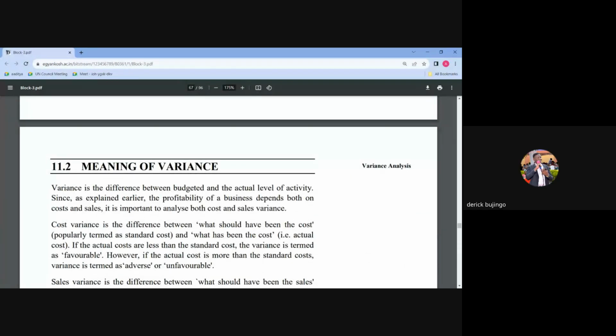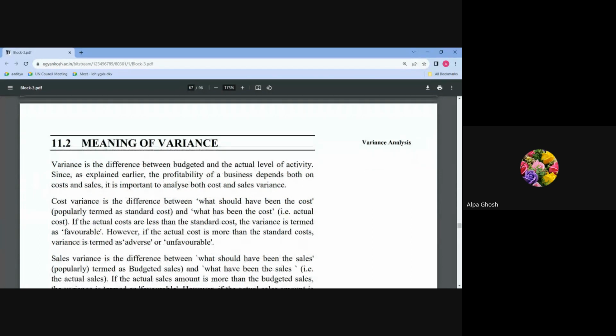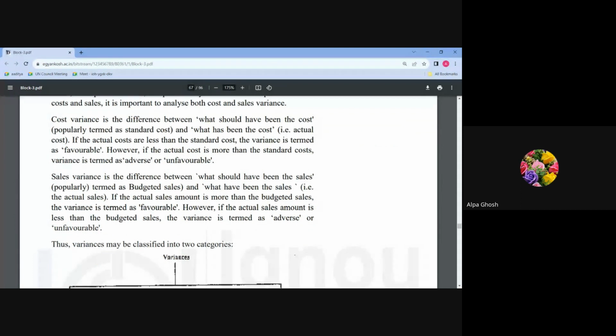Read the first one. Variance is the difference between the budgeted and the actual level of activity. If it is cost variance, then it should be the standard cost compared with the actual cost, what we expected. If it is a sales variance, the difference is what should have been the sales, that is the budgeted sales, compared with the actual sales.